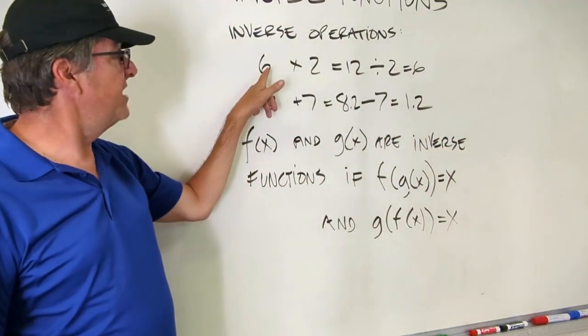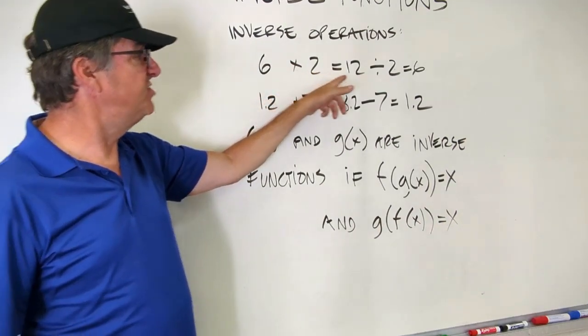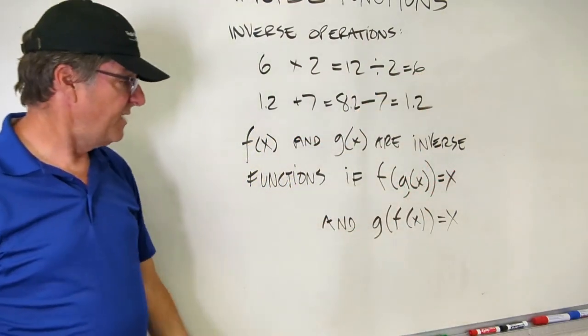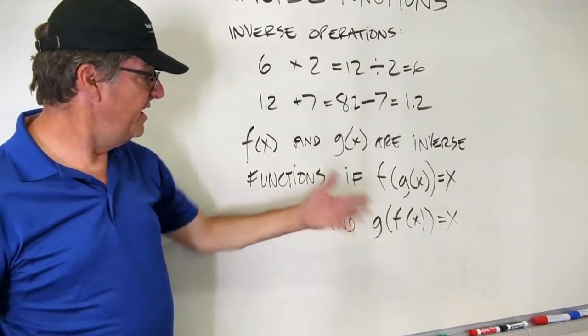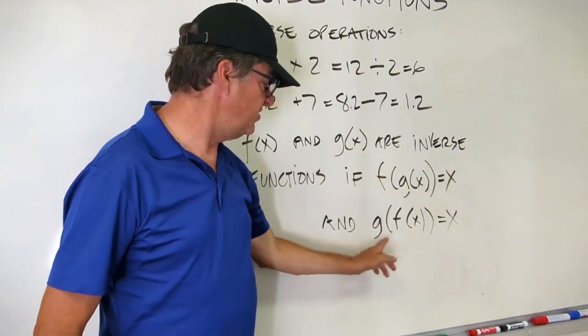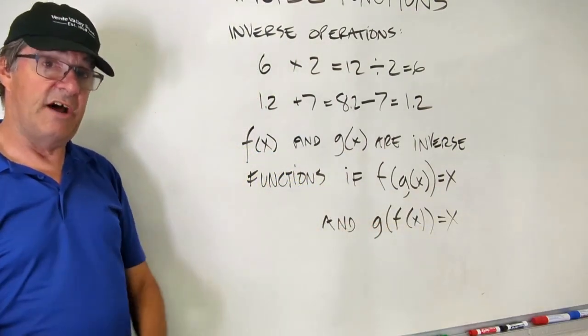It's kind of like when I took my 6 and I multiplied it by 2, that could be my f of x, and then my g of x is divide by 2, and it takes me right back to 6. And the following is also true. If they're inverse functions, f of g of x is x, and g of f of x goes back to x. And you can test that with your algebra skills.